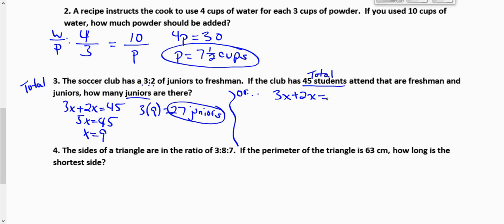I'm doing it the same way. You should do a 5 first. What's 3 plus 2? 5. So now give me a proportion. How about juniors to freshmen? Or not juniors to freshmen, but juniors to total. So J would be what?